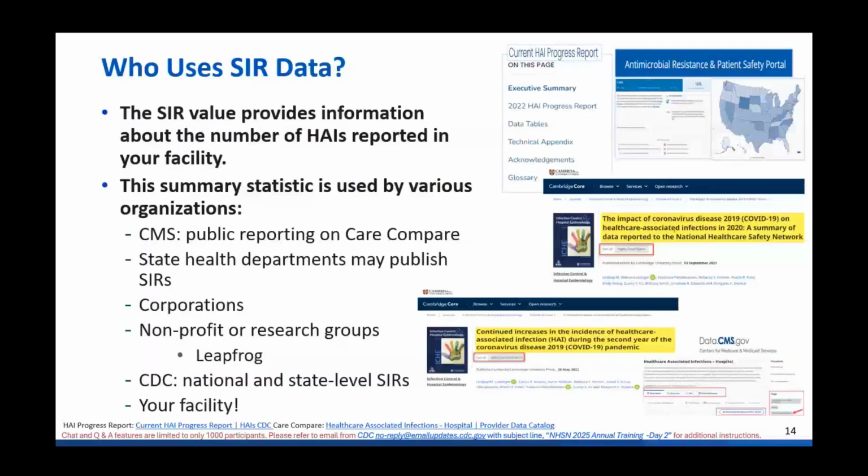So who uses the SIR data? The SIR data is used by several stakeholders: CMS, state health departments, corporations, nonprofit research groups. But here at the CDC, we use it to track progress on reducing HAIs at the national and state level. And finally, your facility can use SIR data to track progress over time. And you can see on the right-hand slide are various websites and publications where the SIR data is reported. Next slide.